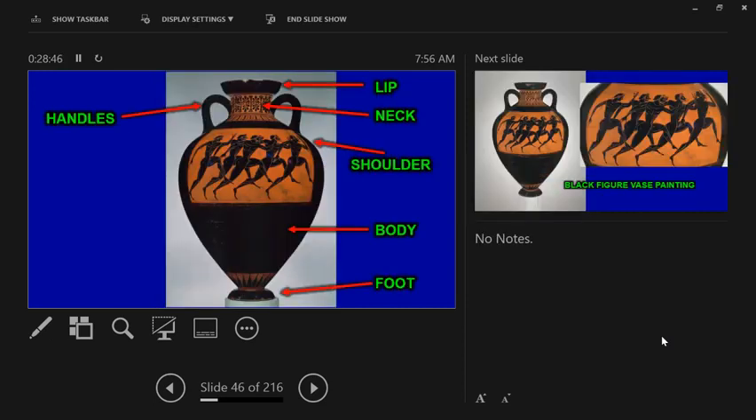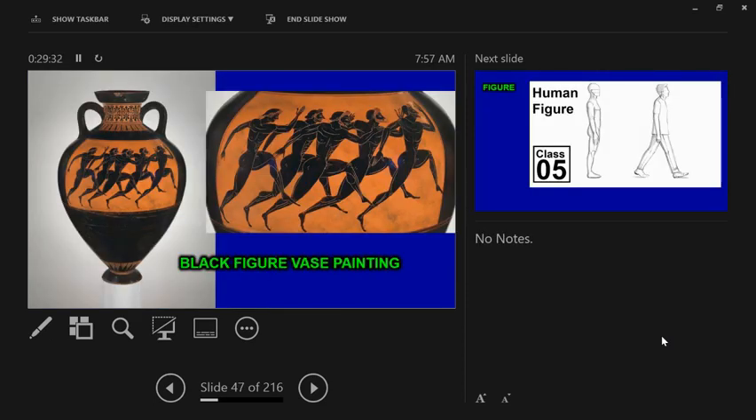All right. So this is called black figure vase painting, where the figures are the people and they are painted in black. And when I say painted, I use that term loosely. It's not paint. It's different forms of clay. So when it fires, some types of clay turn red, some types of clay turn black.